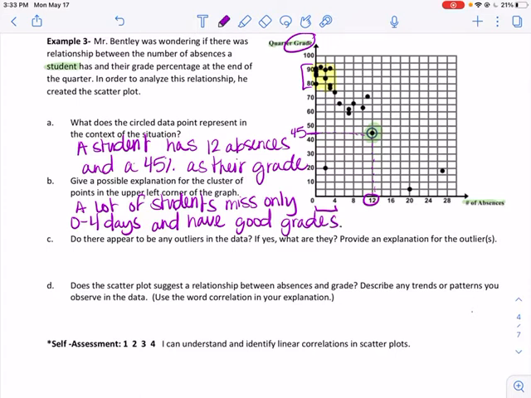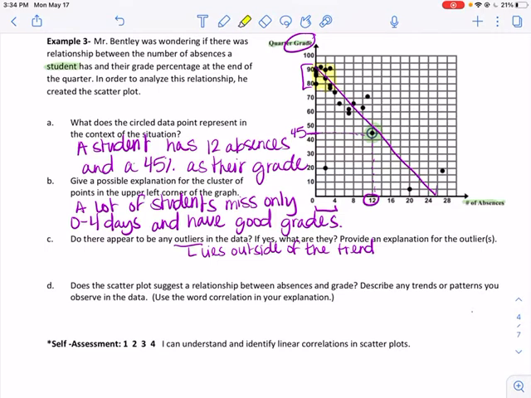Do there appear to be any outliers in the data? If yes, what are they? Provide an explanation. So outlier sounds like exactly what it is. It lies outside of the data, but what's more important is that it lies outside of the trend. So on our graph, it looks like the general trend is going down. If I were to draw a line through the middle, it looks like that.